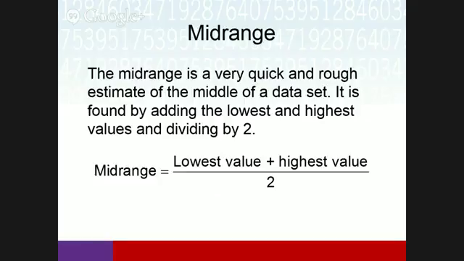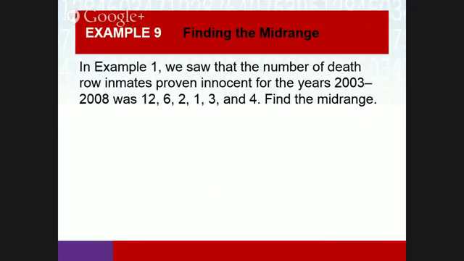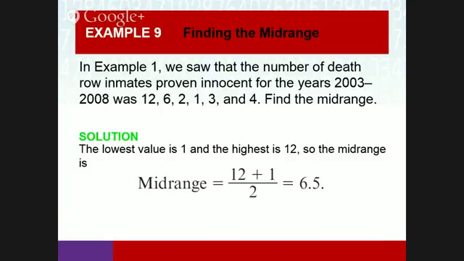And the mean is adding up all the numbers and dividing by how many data points I have. So with large data sets, it's not affected as much. So let's look at this example. Find the mid-range: 12, 6, 2, 1, 3, and 4, the death row inmates. If I look at the mid-range here, we get 6.5.